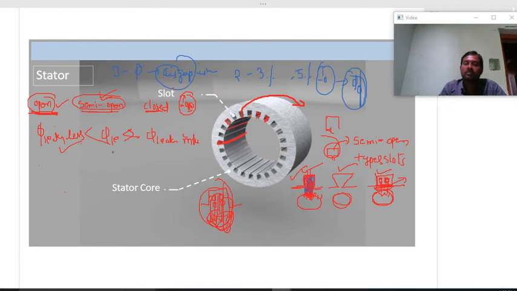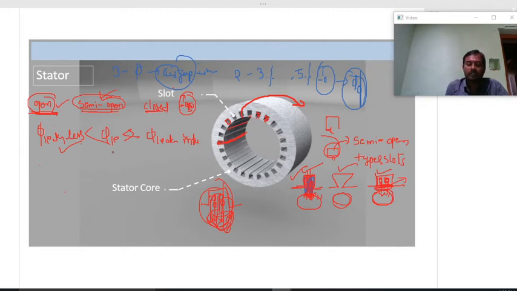So the first difference is that the air gap between rotor and stator slots is more in open type slots, and less in closed type slots. The next difference is that the excitation current drawn is more in open type slots when compared to closed type slots. And another one is power factor.